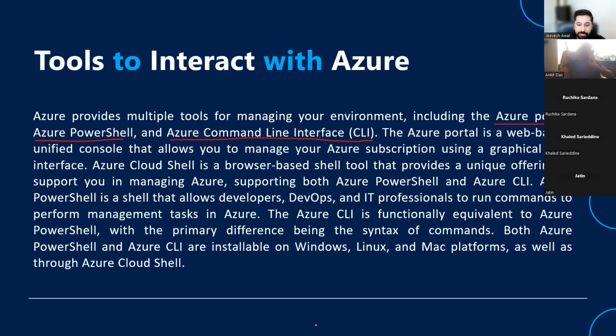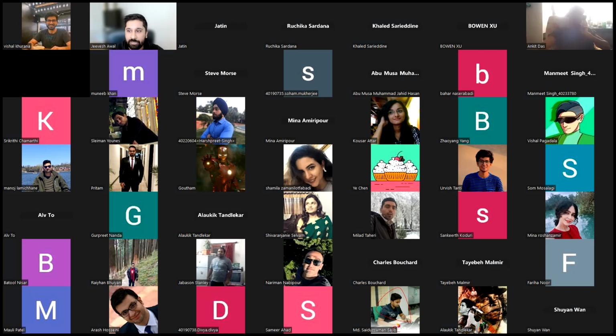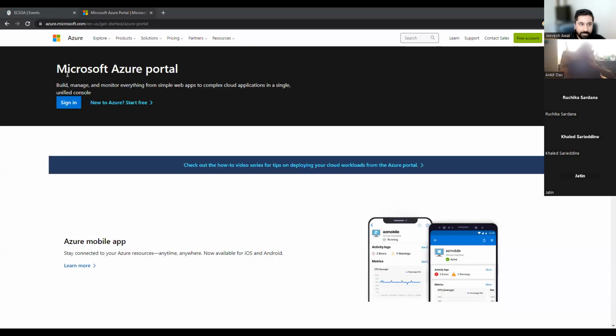Now, since I think I'm almost done with everything, I'll just quickly open the Azure account to show you what the CLI is. Just give me a second. Let me open the Azure portal on my screen. So this is azure.microsoft.com. Let's sign in.